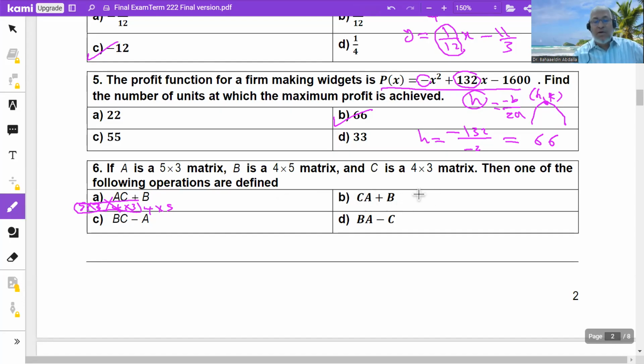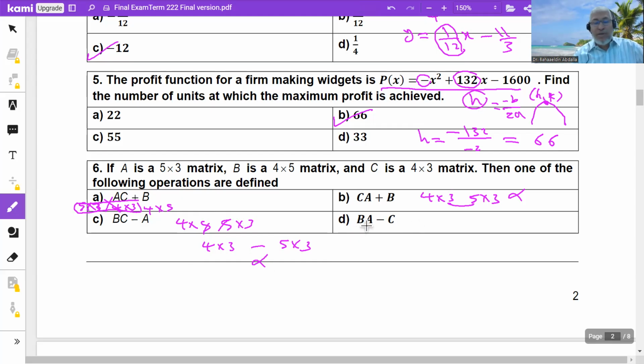C times A, okay. C is 4 by 3 times A, what is A? 5 by 3. This is not possible because 3 is not equal to 5. BC, okay, B is 4 by 5, C is 5 by 3. So that's good. The answer would be 4 by 3. Then minus A, what is A? A is 5 by 3. This is not good because you cannot subtract matrices with different sizes. So this is not correct.